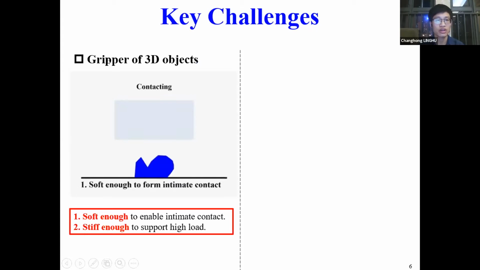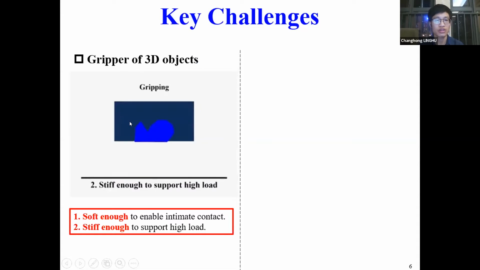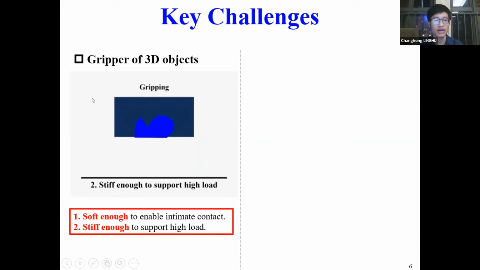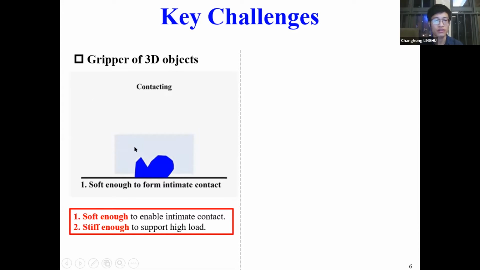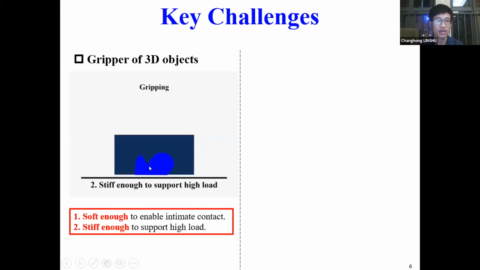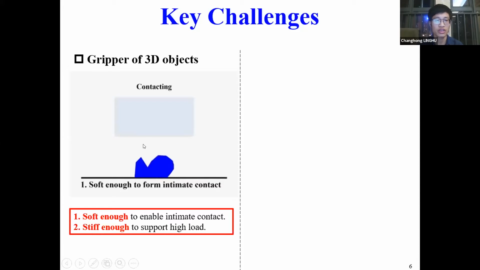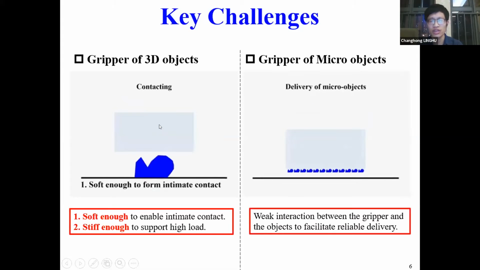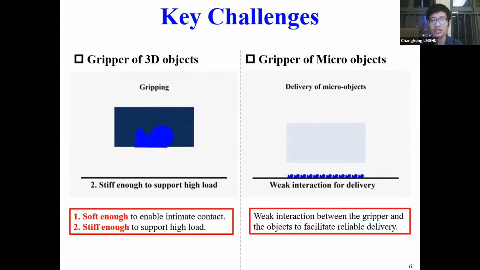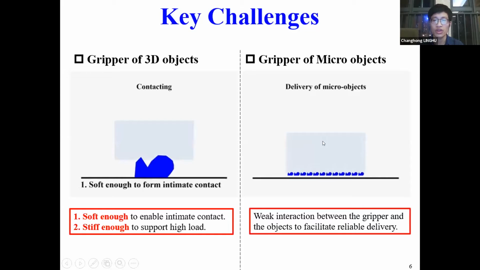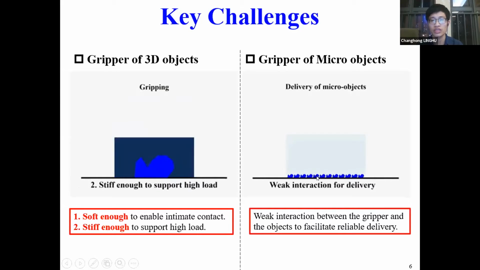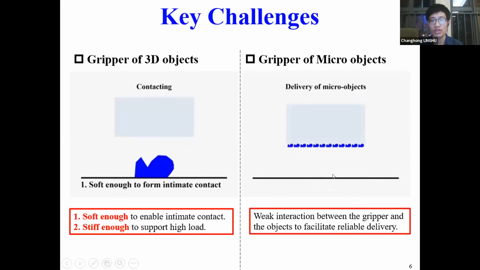At the macro scale, for gripping three-dimensional objects, the main challenge lies in that the gripper must be soft enough to facilitate intimate contact between the gripper and the three-dimensional objects, but stiff enough to support the high load while gripping. At the micro scale, the main challenge lies in achieving weak enough interaction between the gripper and the micro objects to facilitate reliable delivery.